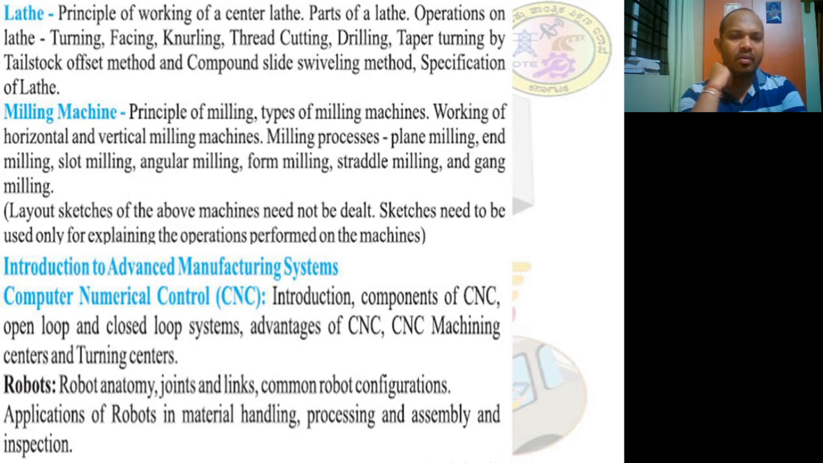Now, one of the technologies that has been termed as most advanced is the use of robots. What is a robot is very interesting. We will discuss it in the last chapter of this module, which will be the last topic in your syllabus also. Robot anatomy, joints and links, and we will also talk about the common robot configurations, applications of robots in materials handling, processing, and assembly and inspection. This is what is all there in your syllabus.